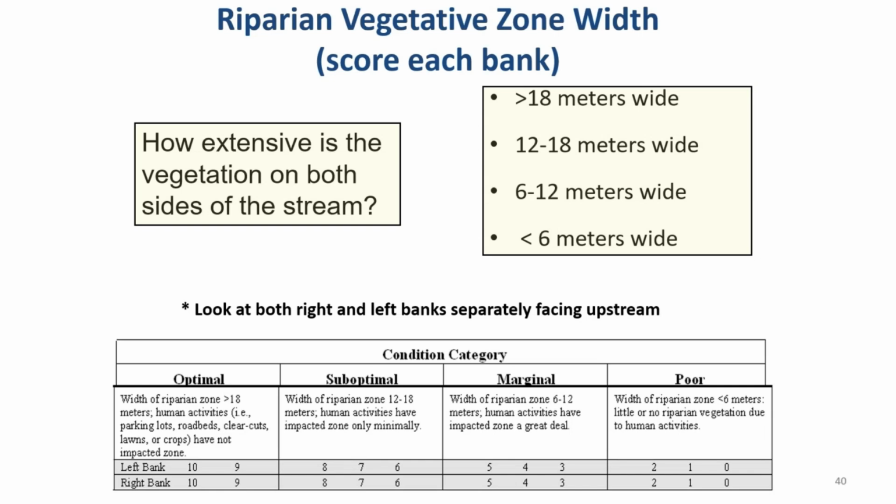So for example, if the width of the riparian zone is 12 to 18 meters and human activities have impacted the zone, but only minimally, then you would be in that suboptimal category. If the width of the riparian zone is 6 to 12 meters and human activities have impacted the zone a great deal, you'd be in marginal. And if the width of the riparian zone is less than 6 meters with a lot of impacts from human activities, you'd be in the poor category.